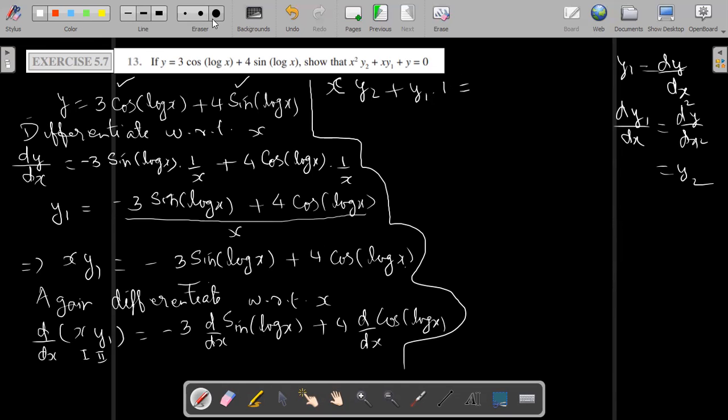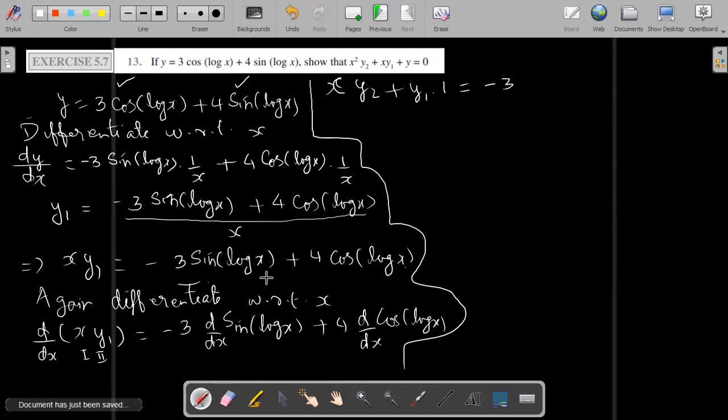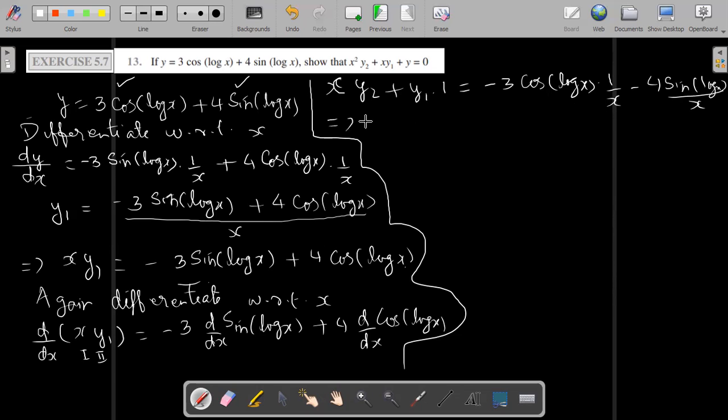Then right hand side: minus 3, the differential of sine is cos log x into the differential of log x, which is 1 by x. Here minus 4, the differential of cos is minus sine log x into 1 by x. So taking this x again, we can multiply it to the left hand side. So we get x² y2 plus x y1 is equal to minus 3 cos log x minus 4 sine log x, and from this you can take out minus common.